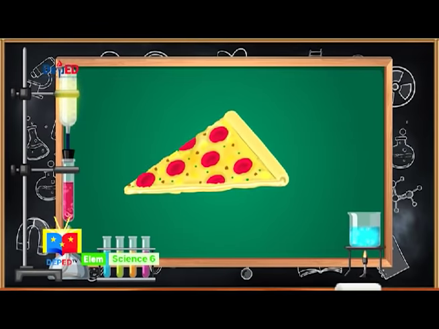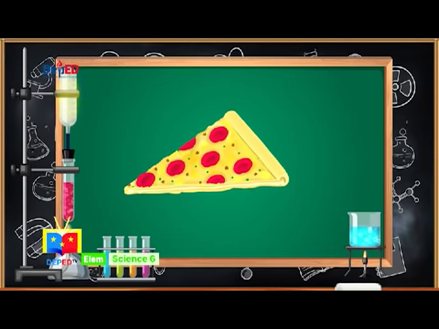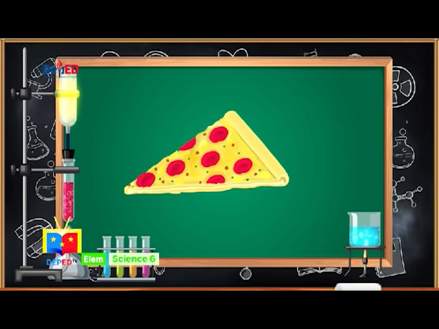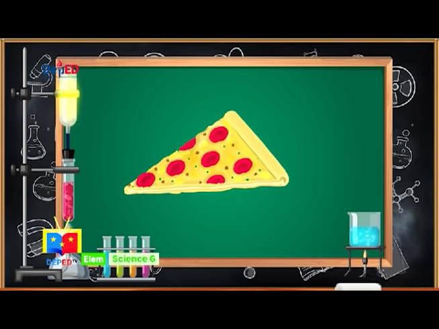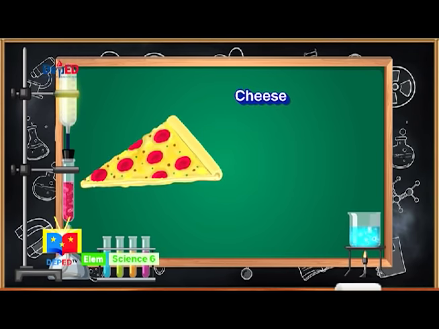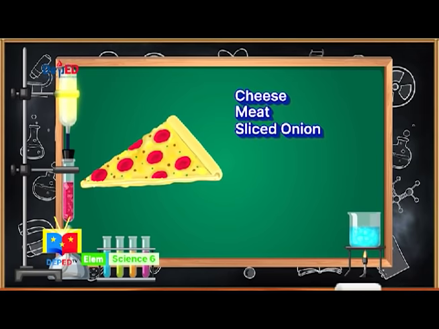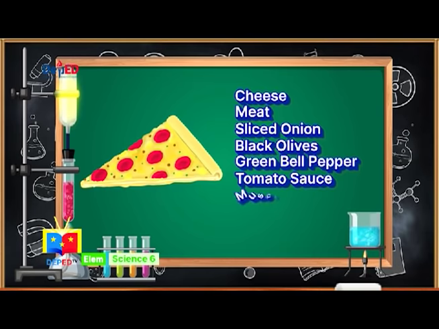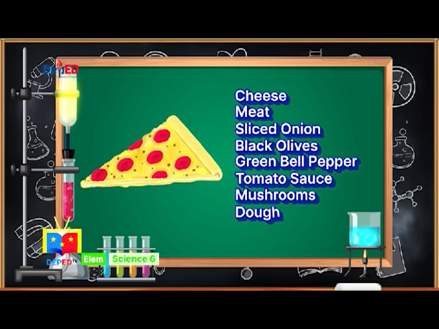Now take a look at this picture. What do you see? Yes, it is a pizza pie. Can you distinguish the ingredients in this pizza pie? This pizza has cheese, meat, sliced onion, black olives, green bell pepper, tomato sauce, and mushrooms placed on the top of the dough.